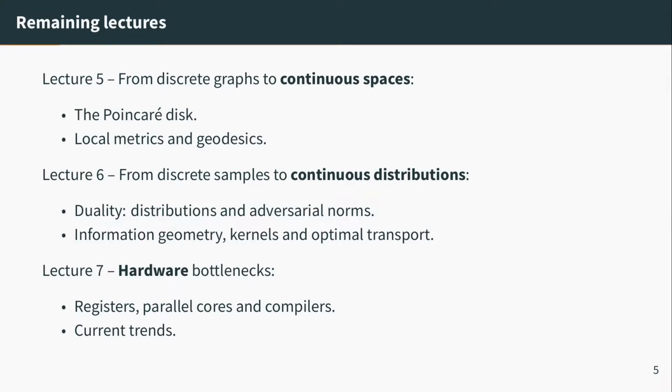And finally, in the last section, which is more cultural material, but a very important cultural background, I put it at the end because you don't have to recap this for the exam. We're going to talk about hardware bottlenecks, like how do you implement those continuous geometric algorithms on a real computer. Then you have to ask yourself questions about memory management, registers, parallel cores, compilers, and maybe look at the hardware industry right now, understand the current trends, and see how it's probably going to impact our field over the next few years.